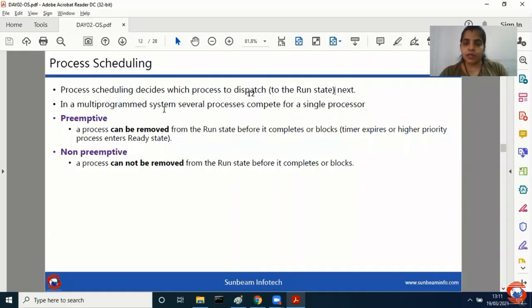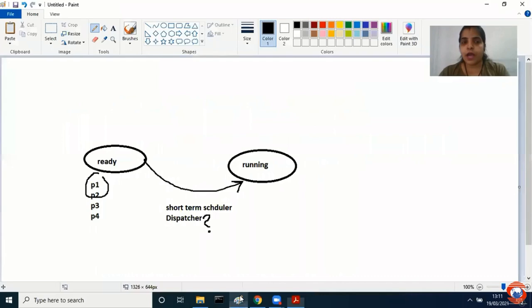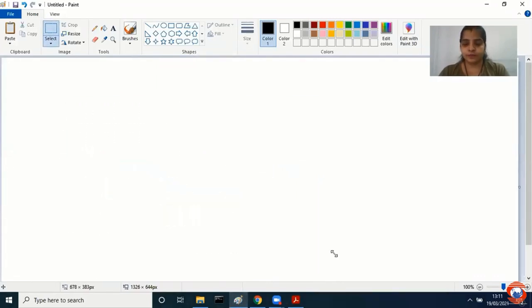So in a multi-program system, several processes compete for a single processor. I have many applications running and everyone is competing to get the processor fast. In that case, your operating system uses process scheduling, and for that we have algorithms. समझ में आया? How is basically by following process scheduling.